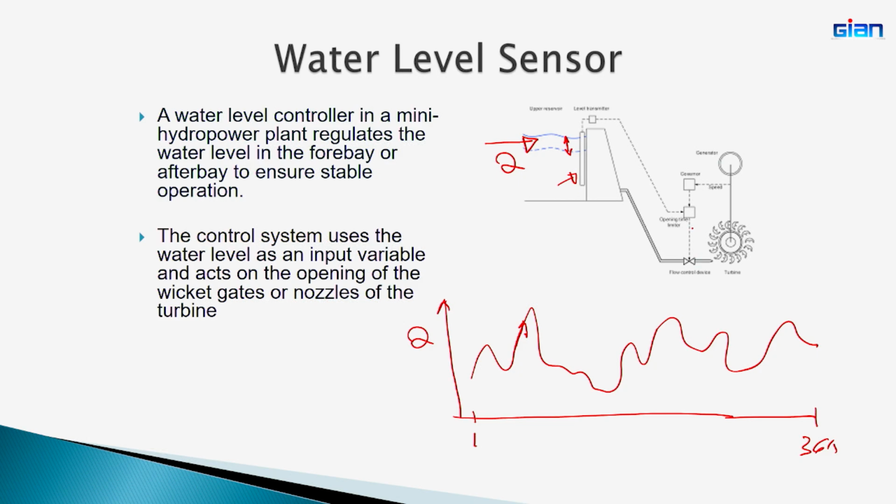So, I will read this. A water level controller in a mini hydro power plant regulates the water level in the forebay or afterbay to ensure stable operation. The control system uses the water level as an input variable and acts on the opening of the wicket gates or nozzles of the turbine.